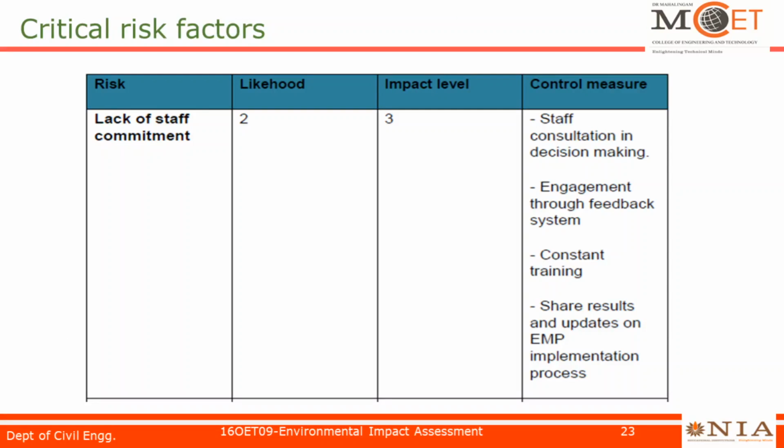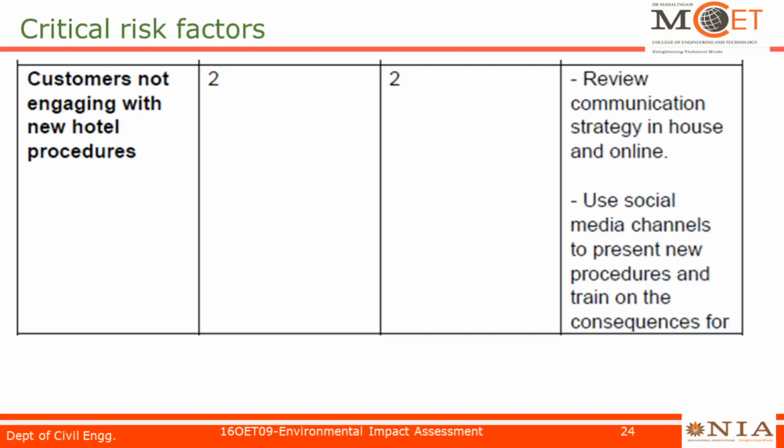No commitment means it's going to have a heavy impact on the hotel management and its business. So what are the control measures? Staff consultation in decision making, engagement through feedback system, constant training, share results and updates on EMP implementation process. Customers not engaging with new hotel procedures, so likelihood is 2, medium, that is possible, and the effect also will be medium. So what to do?